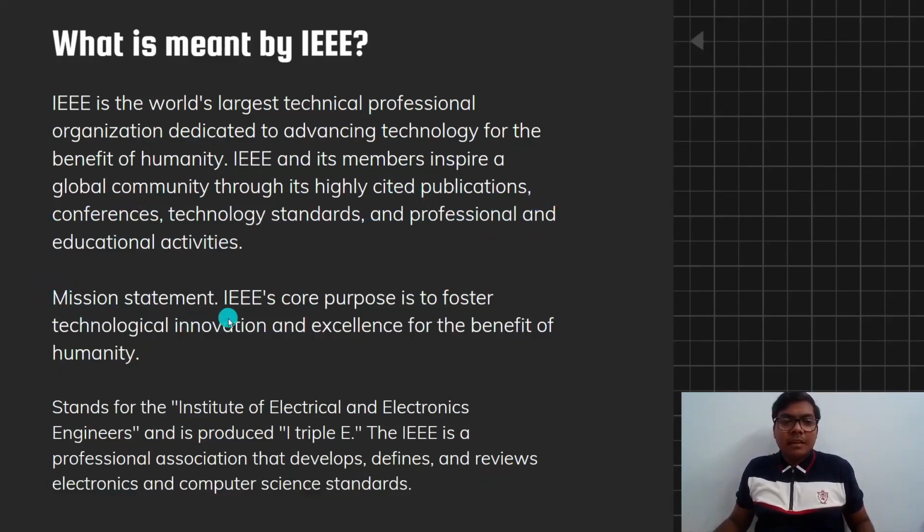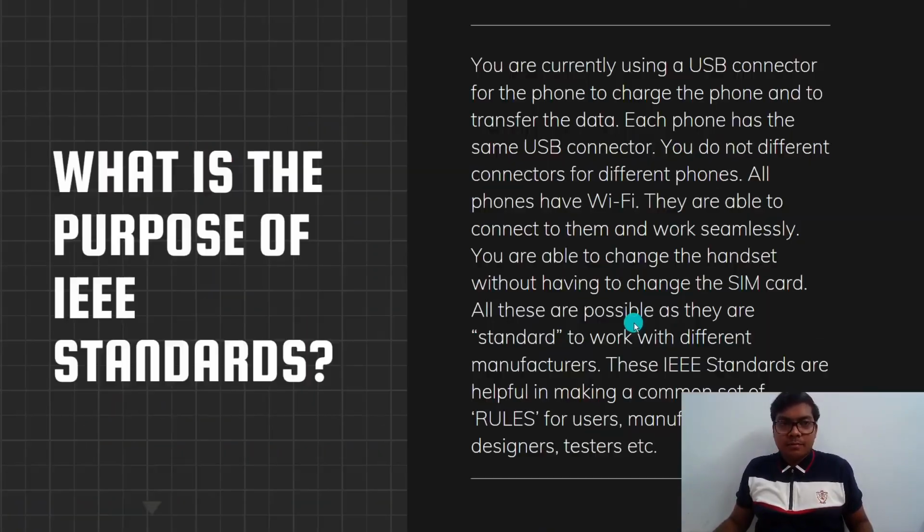Mission statement: IEEE's core purpose is to foster technological innovation and excellence for the benefit of humanity. Stands of the Institute: Institute of Electrical and Electronics Engineers, pronounced as IEEE. The IEEE is a professional association that develops, defines and reviews the electronics and computer science standards.